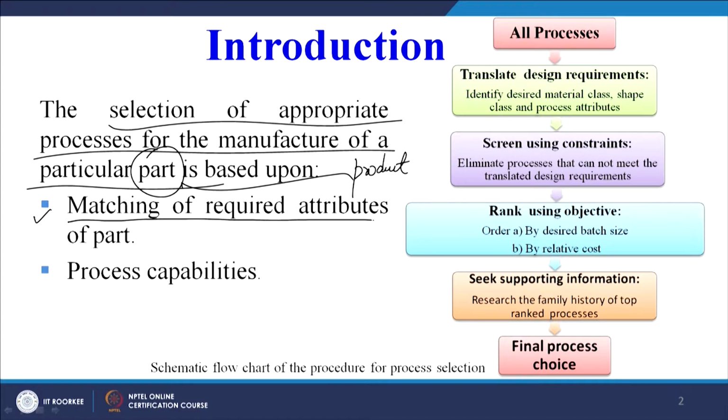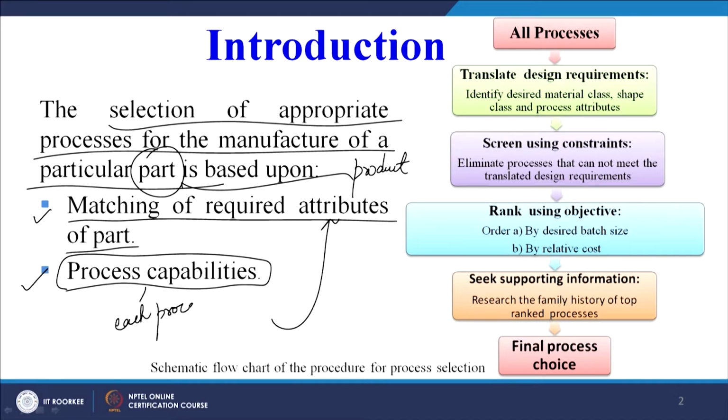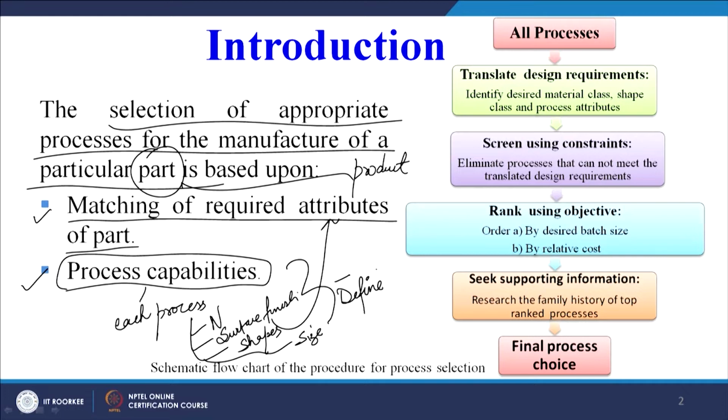matching of the required attributes of the part. Now we first need to know what the required attributes of the part are, and then we have to see the process capabilities. Each process will have a process capability. Process capability can be in terms of the number of parts it can produce per hour or per day, the surface finish it can produce, the shapes it can produce, or the sizes the process can produce. All these parameters are going to define the process capability of any process.